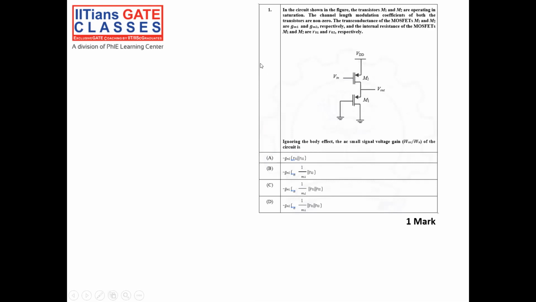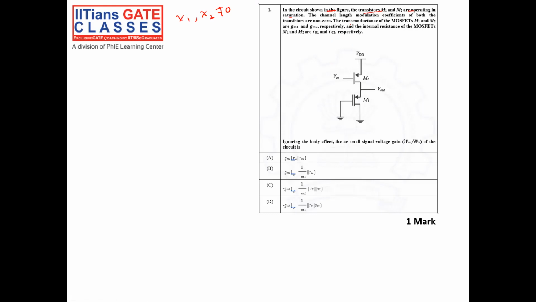Guys, see the first question. In the circuit shown in the figure, transistors M1 and M2 are operating in saturation. The channel length modulation coefficients of the transistors are non-zero. That means lambda 1 and lambda 2 are not equal to 0, which means they have finite output resistance in saturation.